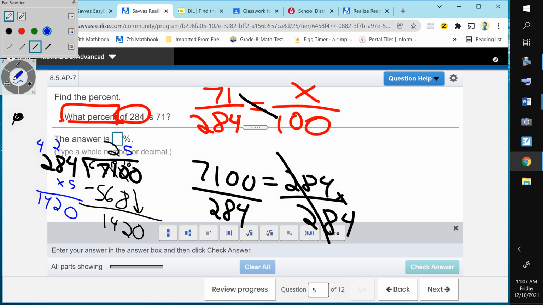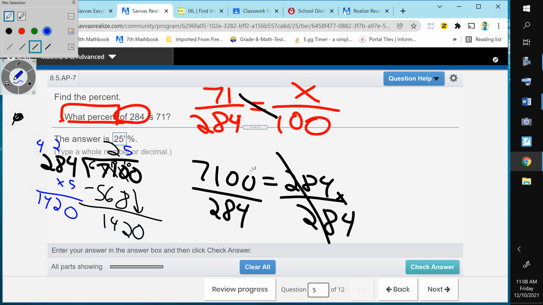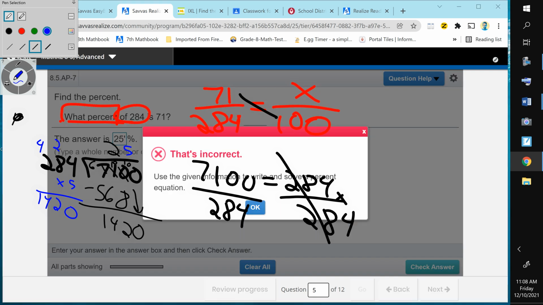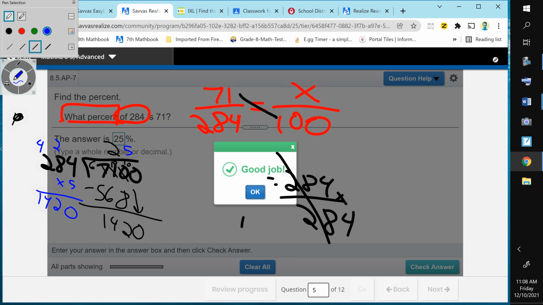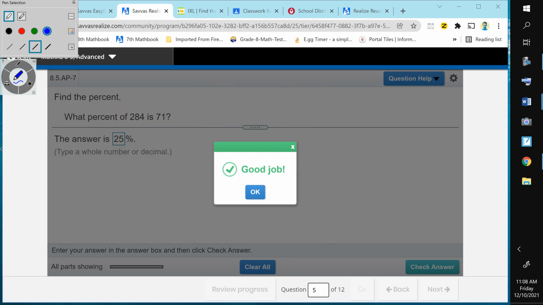Let me double check if that's right. No, because I put an apostrophe on accident. So I still think it's 25%. I just put it in wrong. Boop, boop, enter, and it is 25%. Yay. Okay.